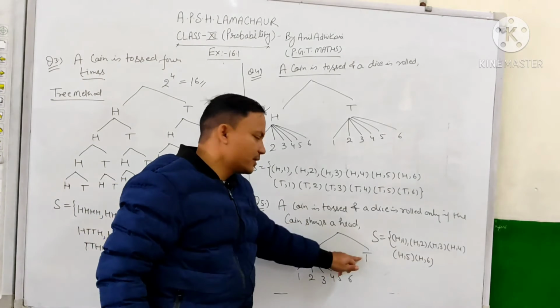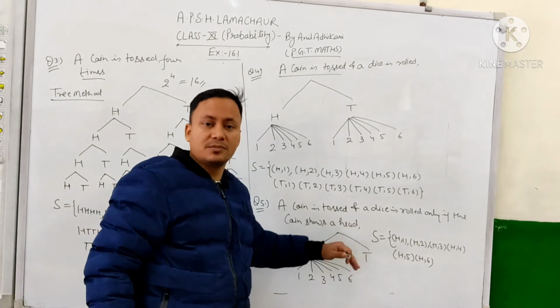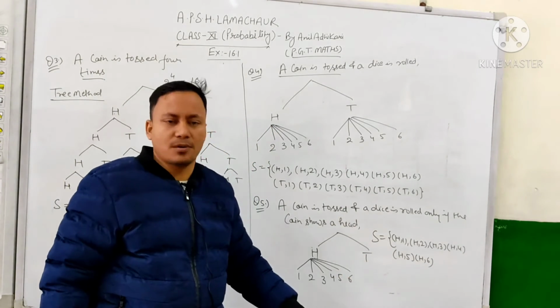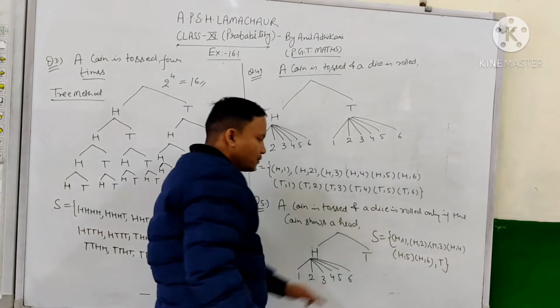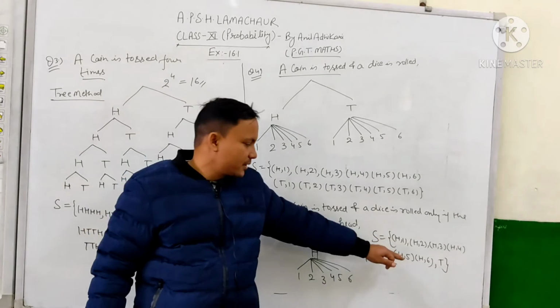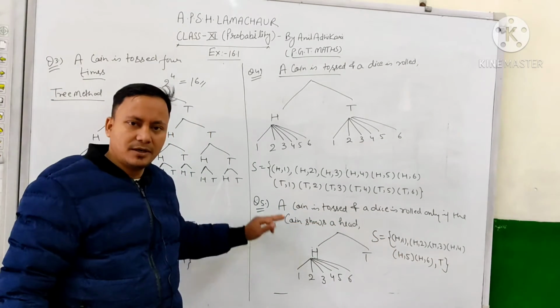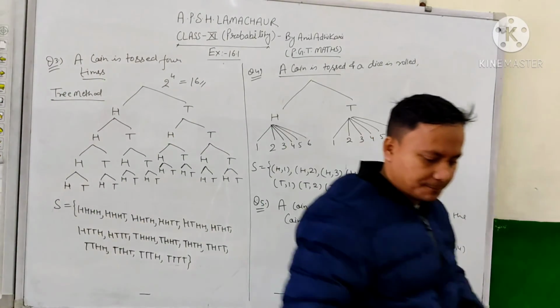And if the coin is showing a tail, अगर कॉइन पे टेल आ रहा है तो वहीं पे एक्सपेरिमेंट स्टॉप हो जाएगा. सो उस केस में केवल एक आपको आउटकम मिलेगा विच इज T. सो दीज आर द पॉसिबल 7 आउटकम्स ओवर हियर फॉर दिस पर्टिकुलर एक्सपेरिमेंट. पॉज द वीडियो एंड टेक द स्क्रीनशॉट.